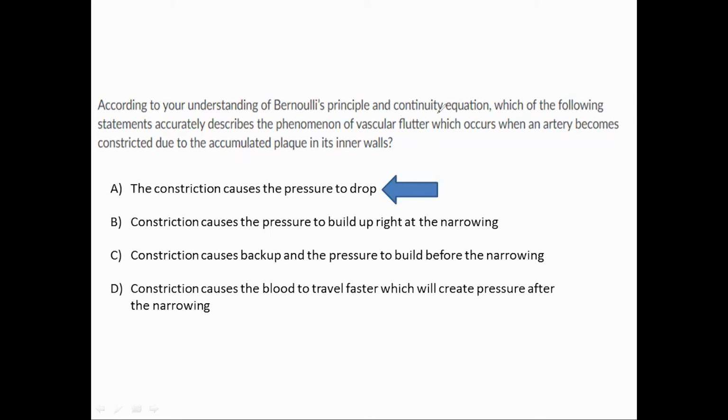Okay. According to your understanding of Bernoulli and continuity equations, which of the following statements accurately describes the phenomenon of vascular flutter, which occurs when an artery becomes constricted due to accumulated plaque, right? So what will the artery look like? An artery is essentially just a pipe, so it would look something like this. But then there's this area where it's constricted, so it would look like this, and then like that. Here, let me draw the other side as well.